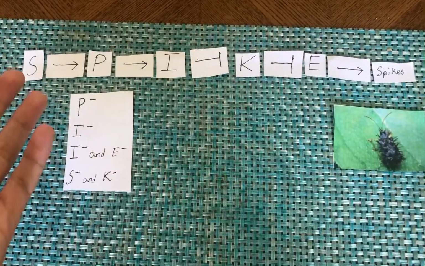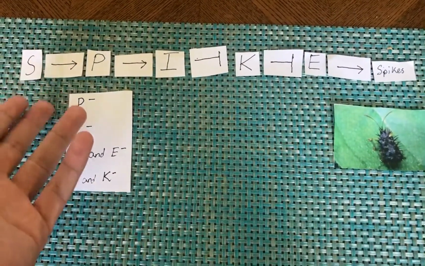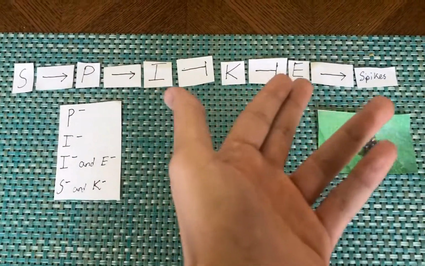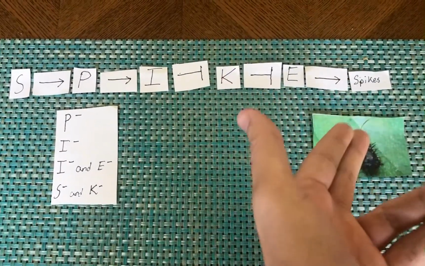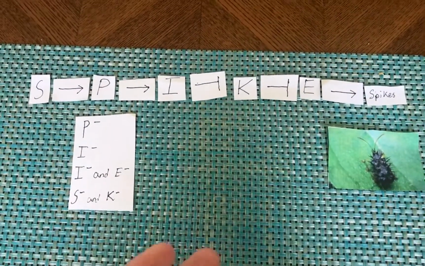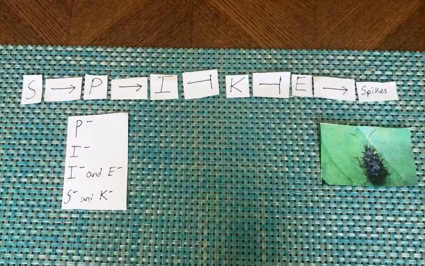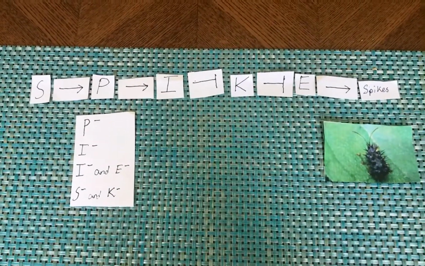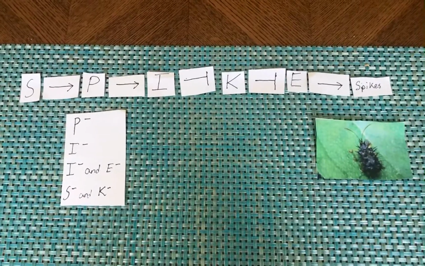So the S gene is going to stimulate P, P stimulates I, I inhibits K, K inhibits E, and E stimulates production of spikes. So if this is working correctly, then I is going to completely inhibit K, so no K will get produced, and so E isn't inhibited, and then you get a spiky cell. But mutations happen, and we're going to talk about a few of them and how they affect the pathway.